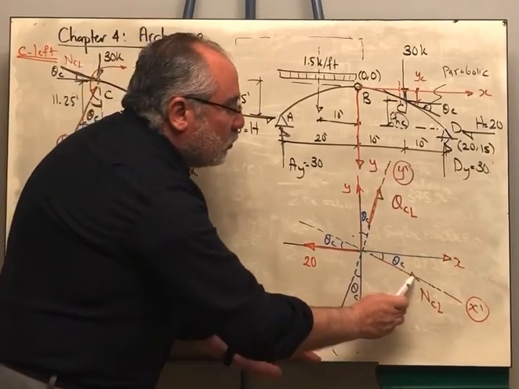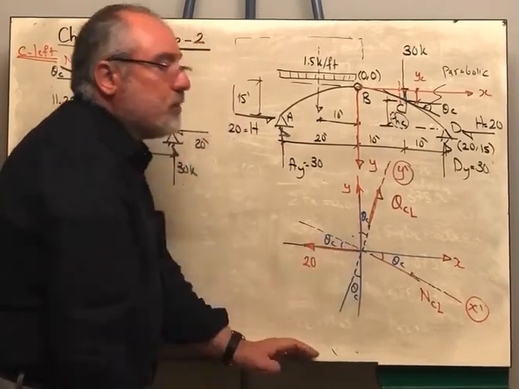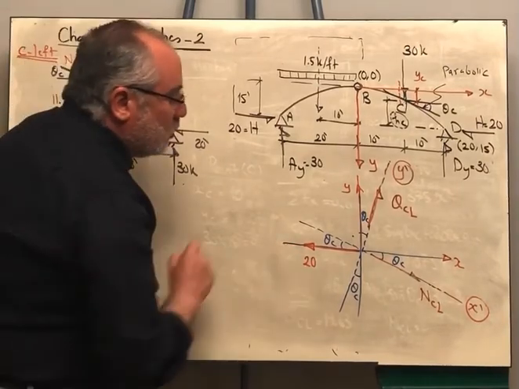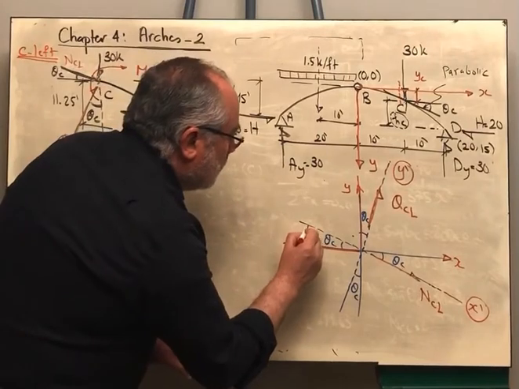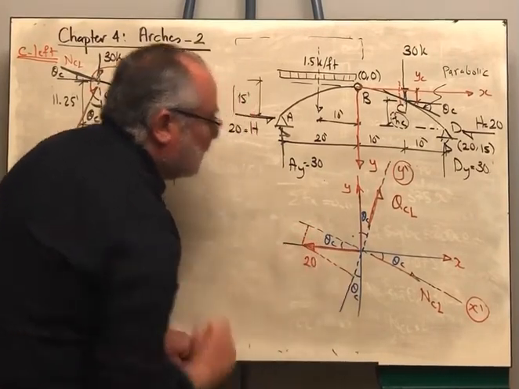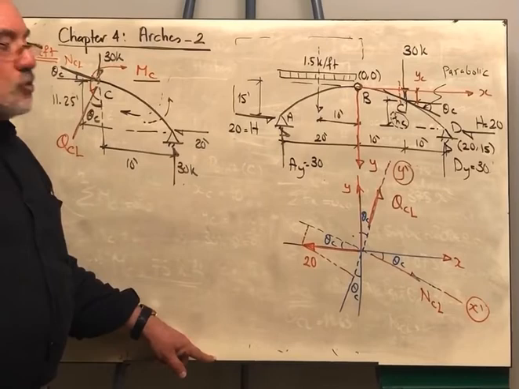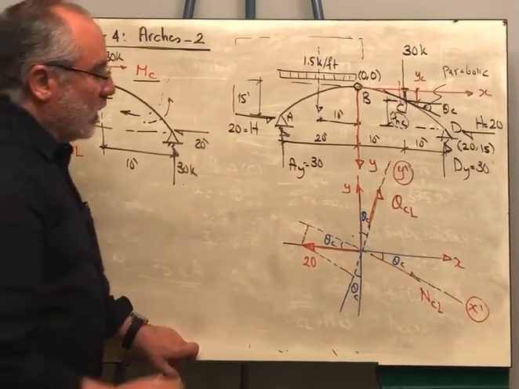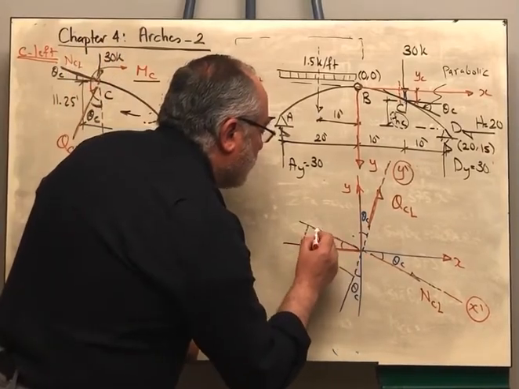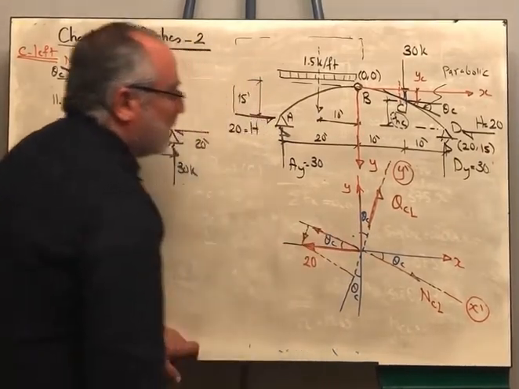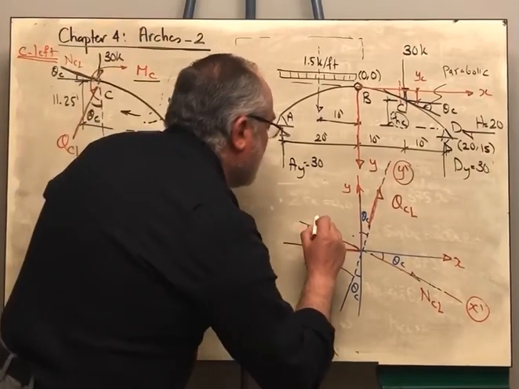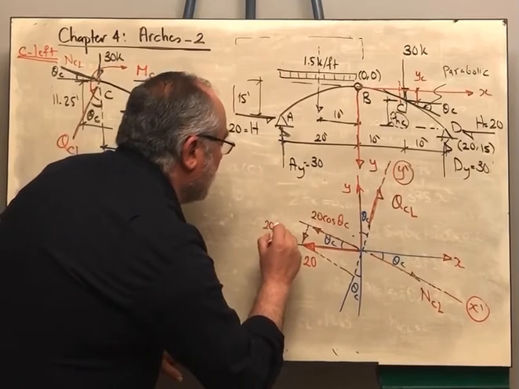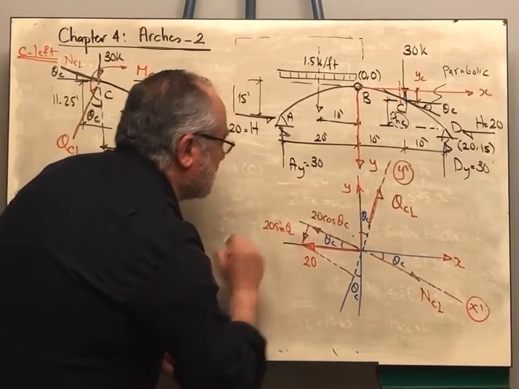In this case, the normal force will not have a component because it is perpendicular to the direction of the shear. Okay, now let us resolve this. The 20 kip force can be resolved in two directions, in the x prime direction and in the y prime direction. So it will have a component like this and like that. This will be 20 cosine theta c, and this will be 20 sine theta c.